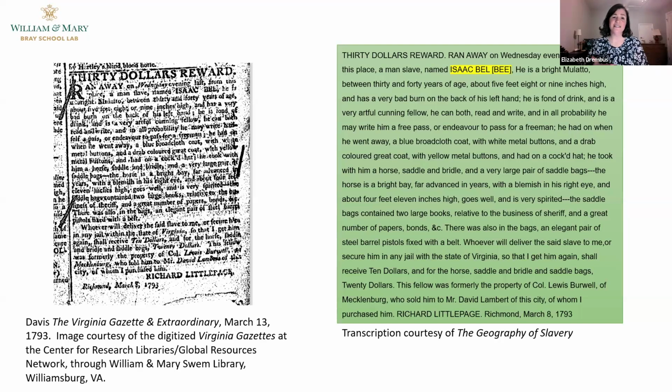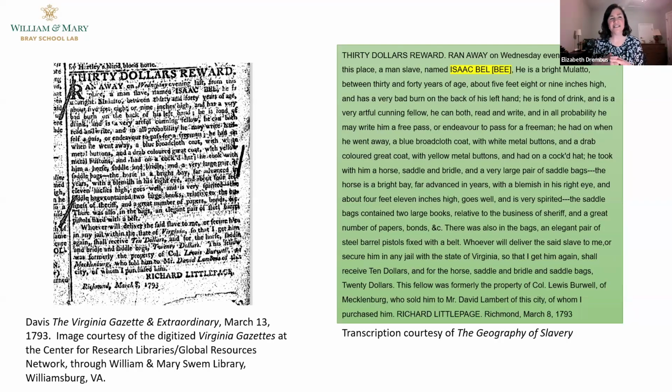So newspaper ads, and finding Bray School scholars in newspaper ads, has been a big help; it kind of helps fill in some of the gaps. And what we see in this description of Isaac is a lot of information about his age and his physical traits, but also Richard Littlepage mentions that Isaac can both read and write.